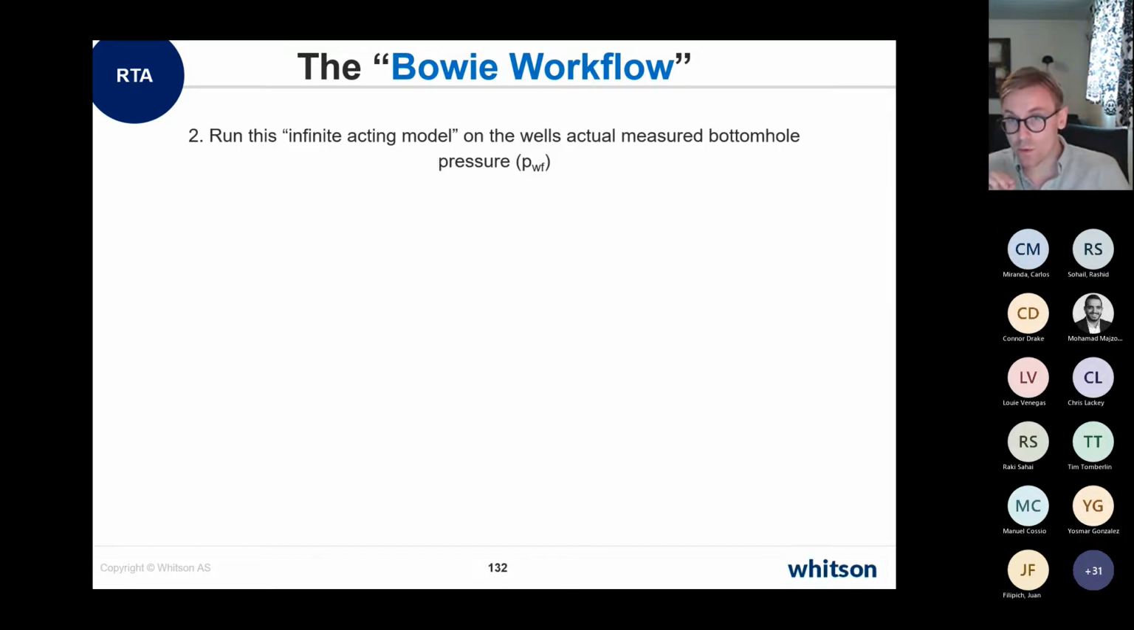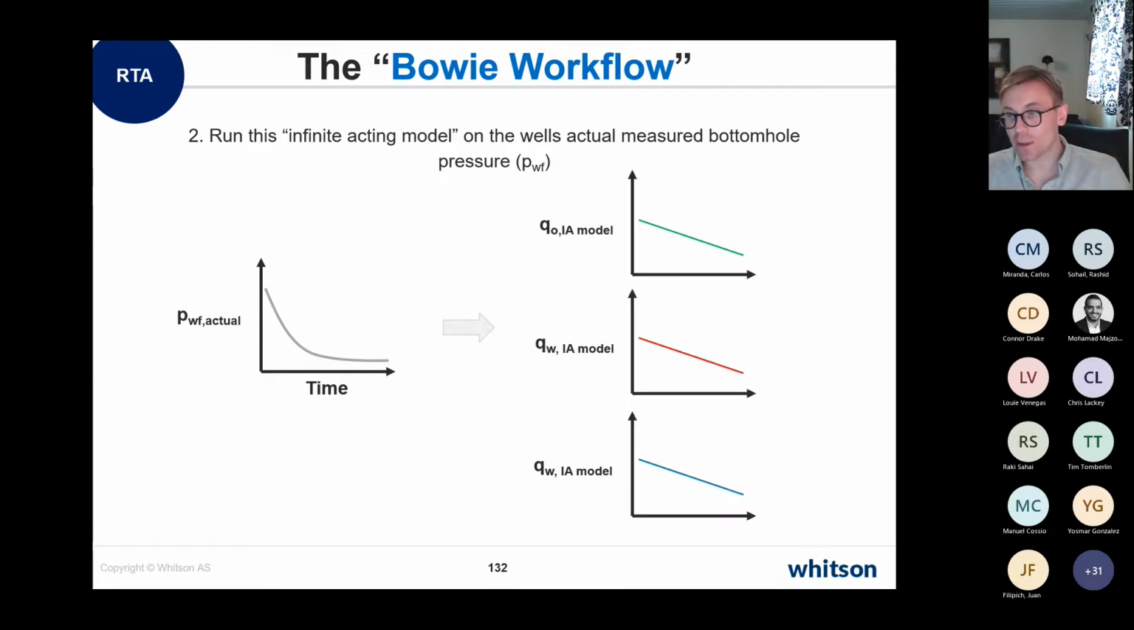The second thing is that we run this infinite acting model on the well's actual measured bottom hole pressure history. And once we have that, we get a set of infinite acting model rates. Okay, so these are rates. This is how this well would perform if there were no boundary effects observed for this well.